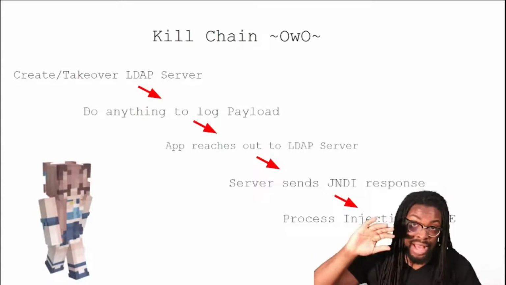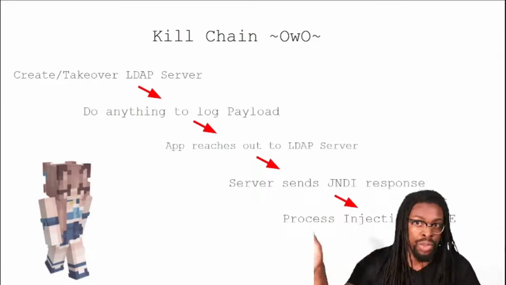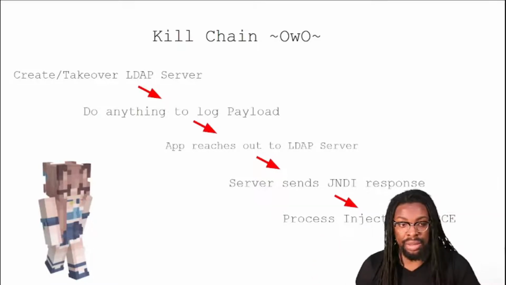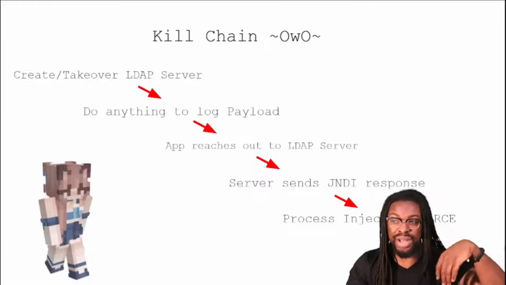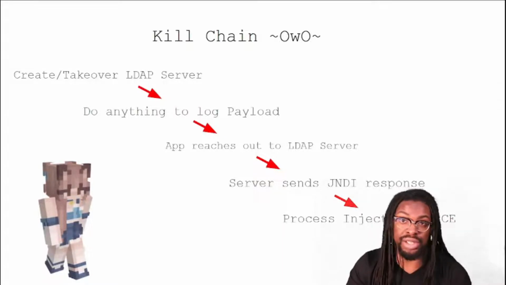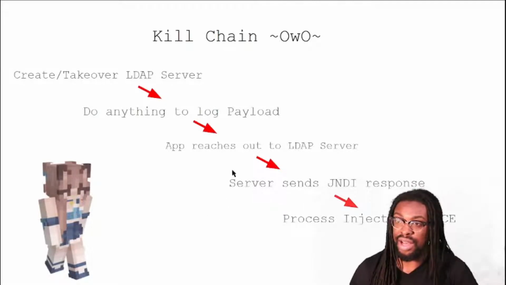So the rest of the kill chain is that the app, just by including the payload, because the LDAP server is automatically trusted, will reach out to that server. The server will send a JNDI response, including the class, and then within that class, you can inject into the process and get remote code execution from there. Yeah, kill chain. Woo!